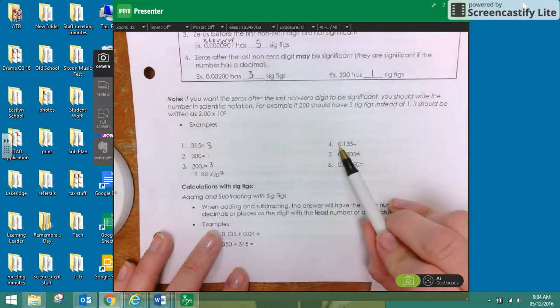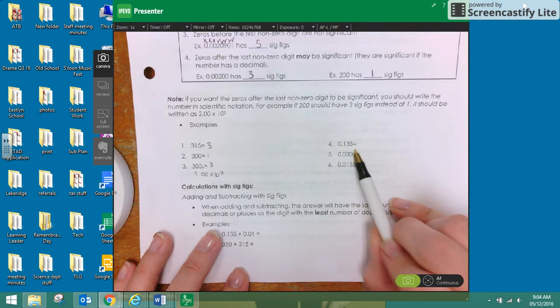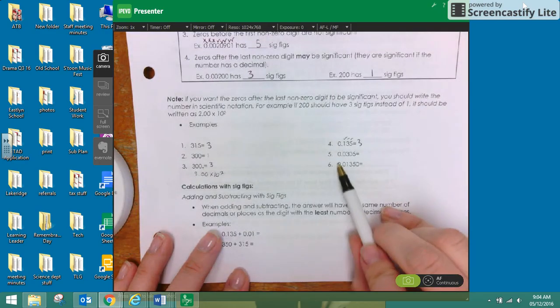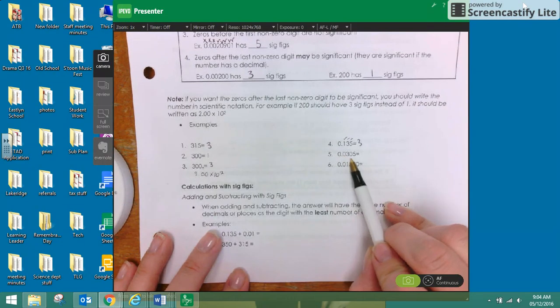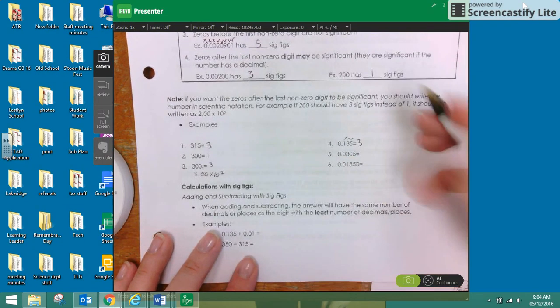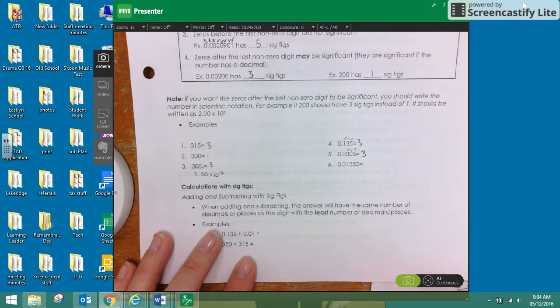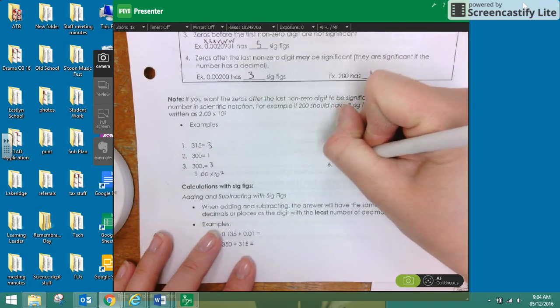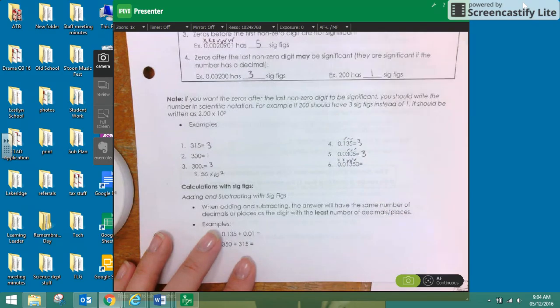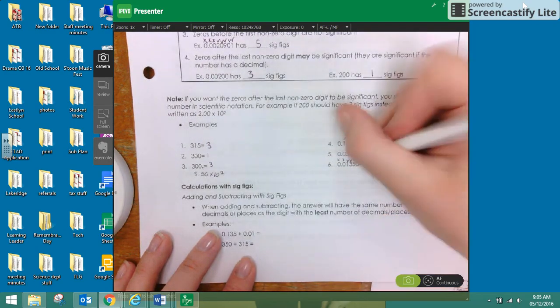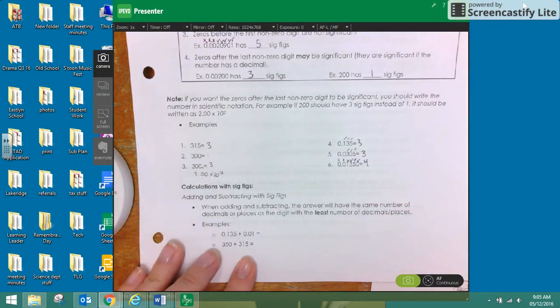This number has a front zero. Front zeros are never significant. Non-zeros are always significant, so 3 significant figures. Front zeros are never significant. Sandwich zeros are always significant. Non-zeros are always significant, so 3 significant figures. Front zeros are never significant. Non-zeros are always significant. And end zeros are significant if there's a visible decimal in the number, so 4.